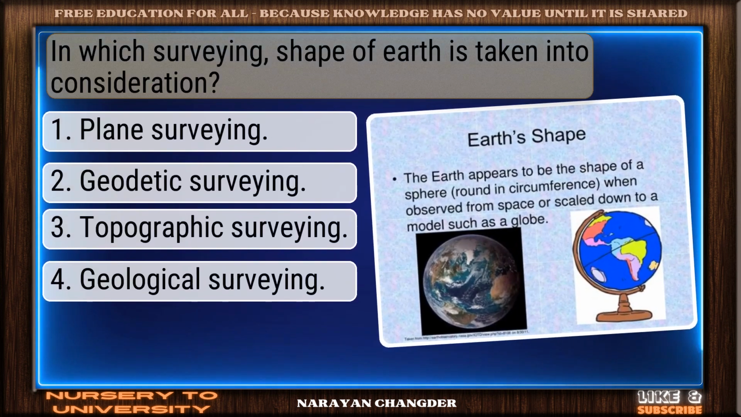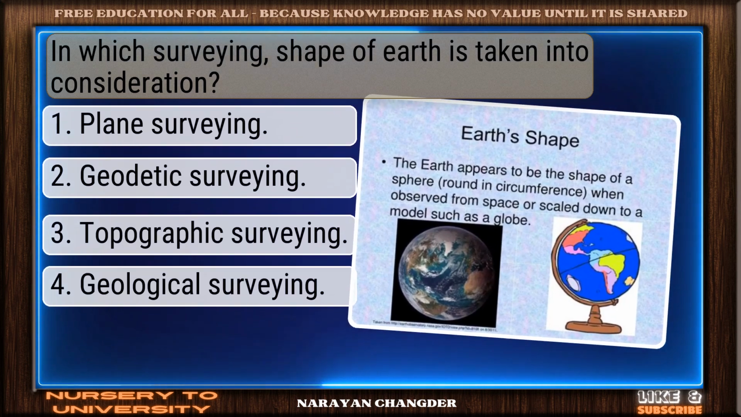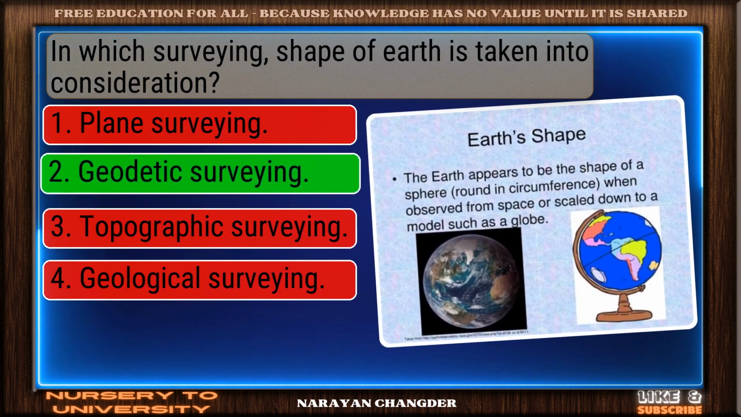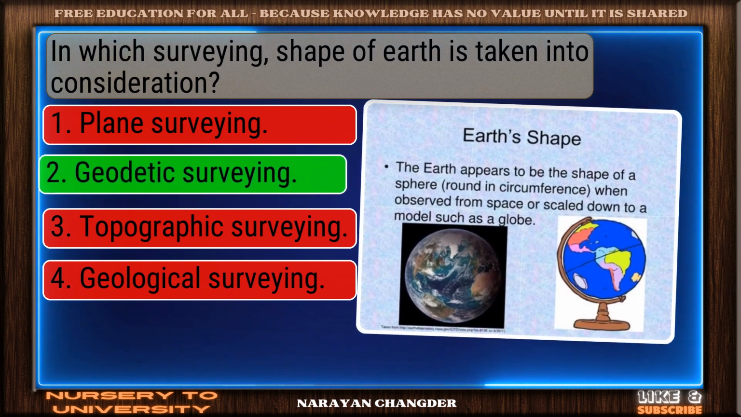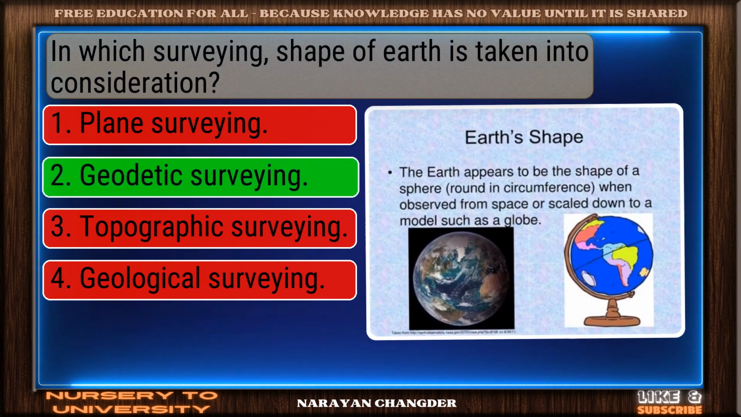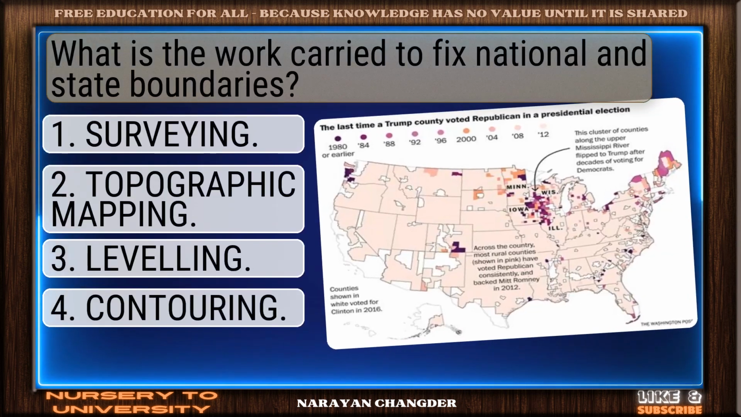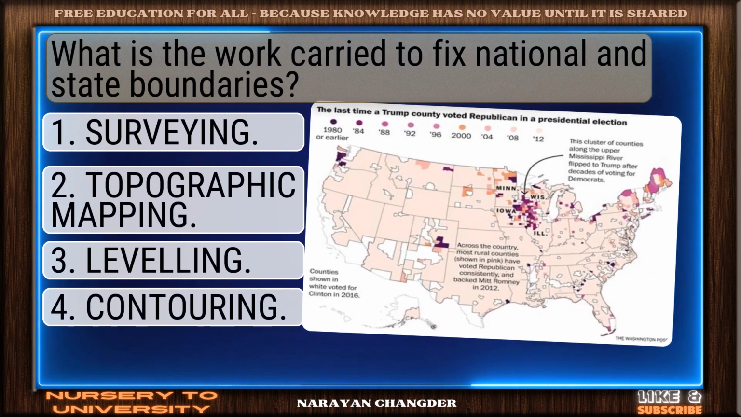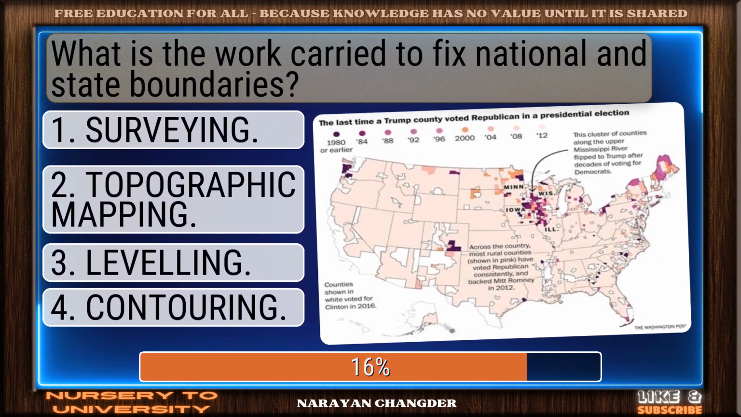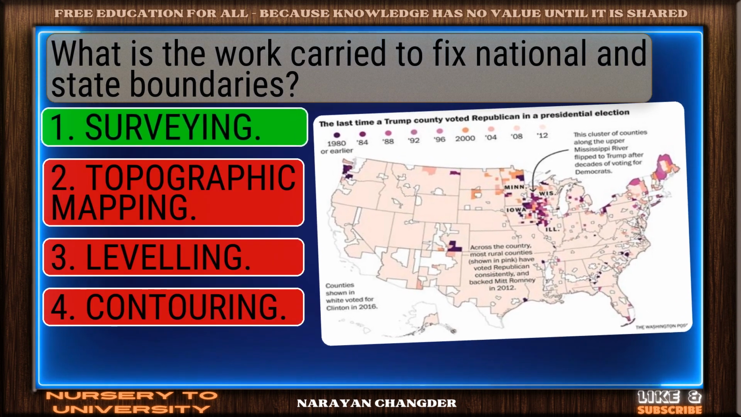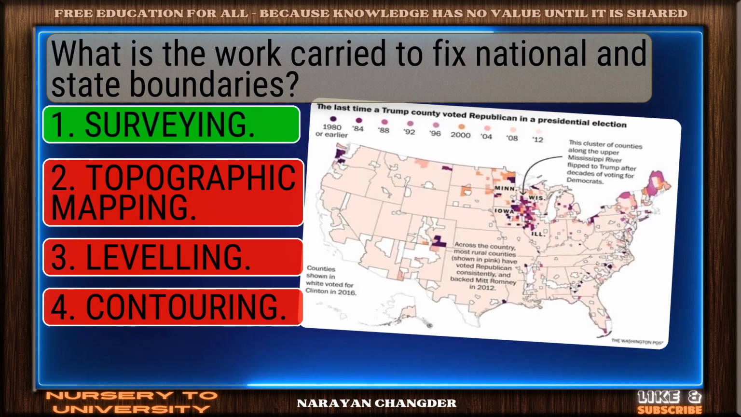In which surveying is the shape of Earth taken into consideration? Clear. Logic. Your choice, geodetic surveying, is sound and 100% true. What is the work carried to fix national and state boundaries? Excellent choice. Surveying is the right answer.